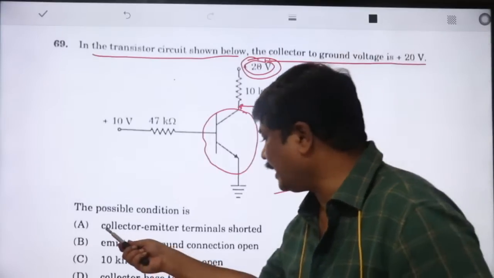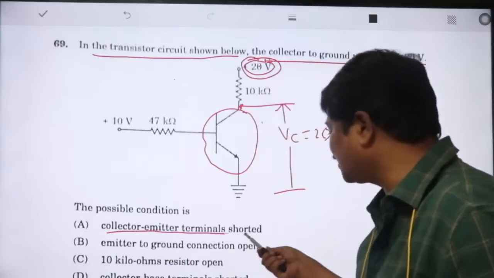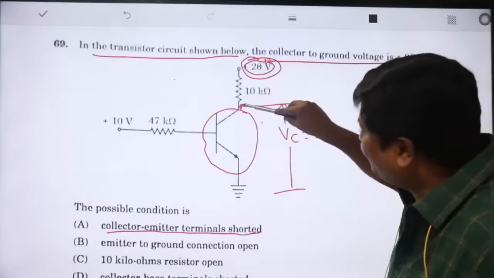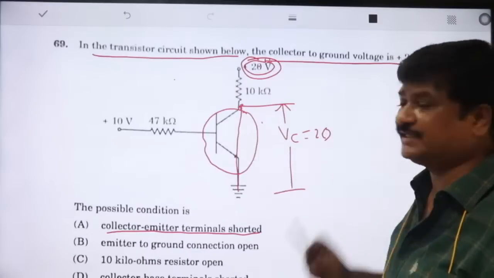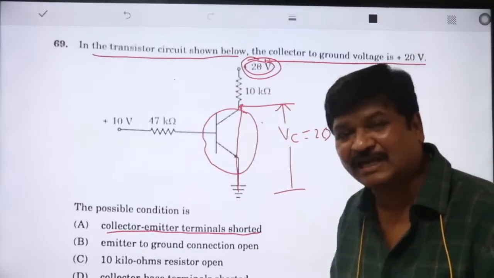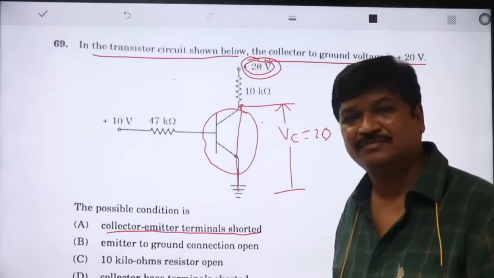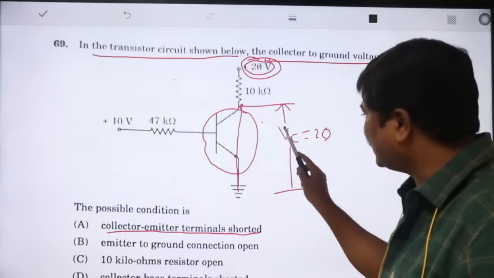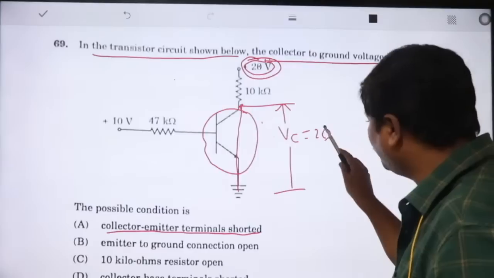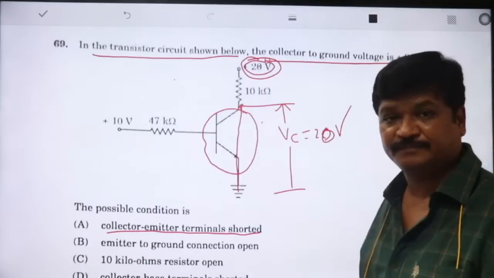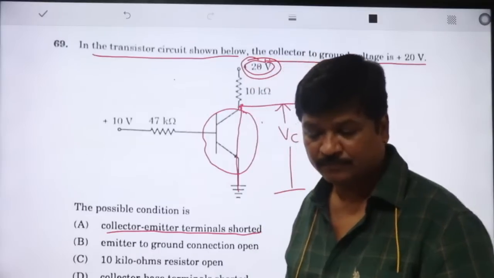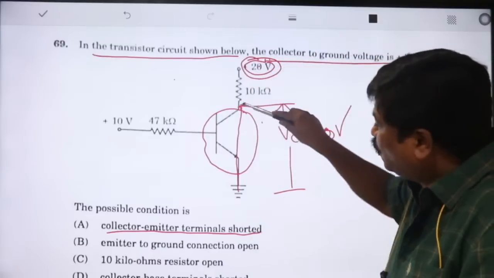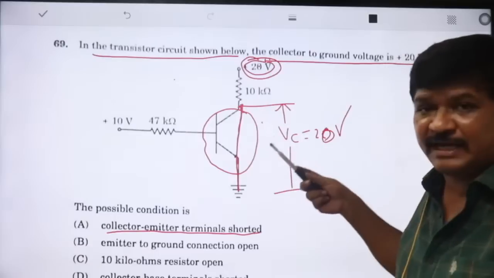See here, collector to emitter terminals are shorted. Suppose you short collector to emitter, what is the voltage across a short circuit? 0. Voltage across a short circuit is 0, but we require 20 volts here. Keep it in mind. Did you get it? Because you never get voltage across a short circuit.